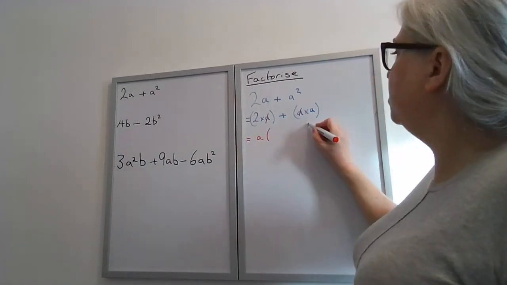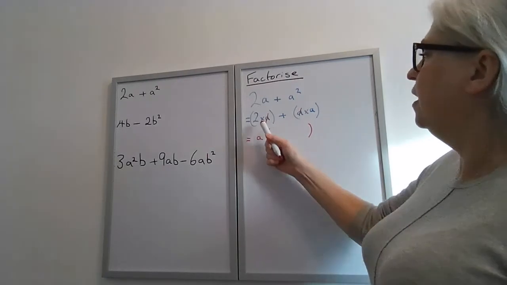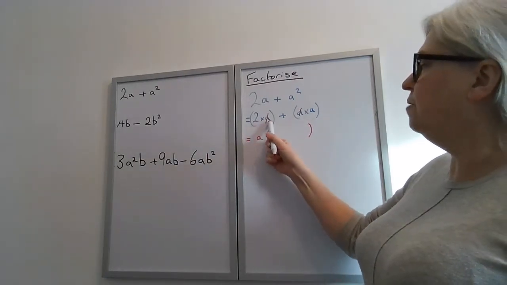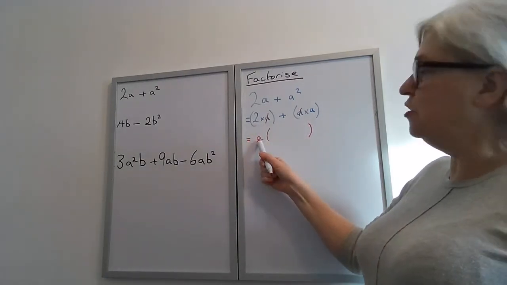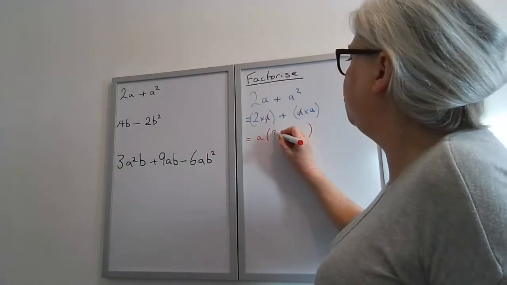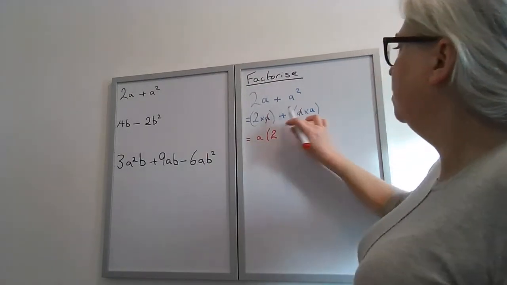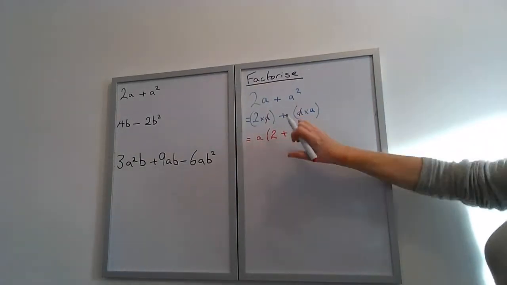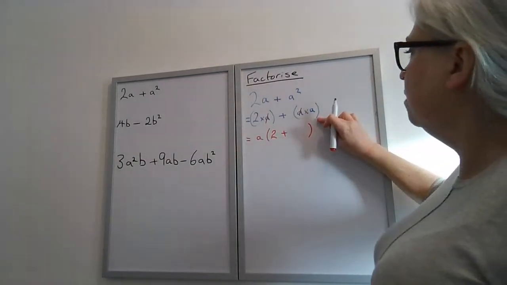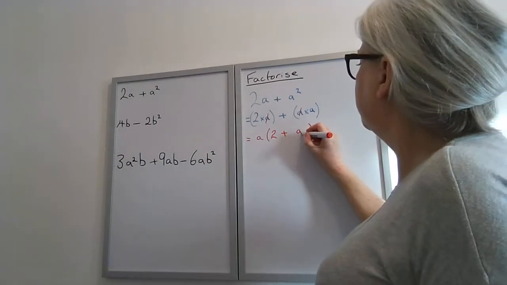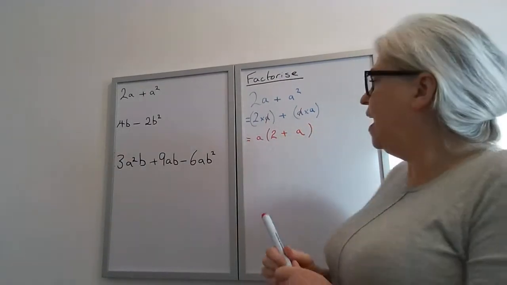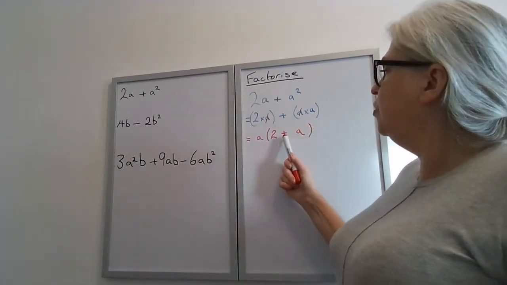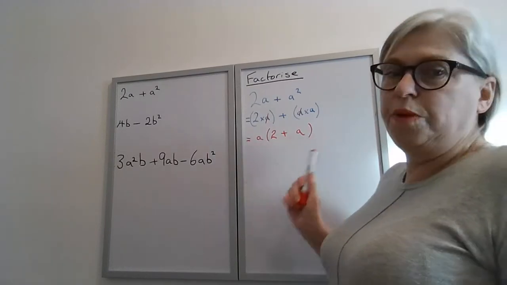We open the brackets we're going to multiply by. In this term, we had 2 times a. The a's outside of the brackets, so what we're left with is the 2. We keep the plus, and then here we've used one of the a's, but we've got an a left. So our answer then is a, open brackets, 2 plus a, close brackets.